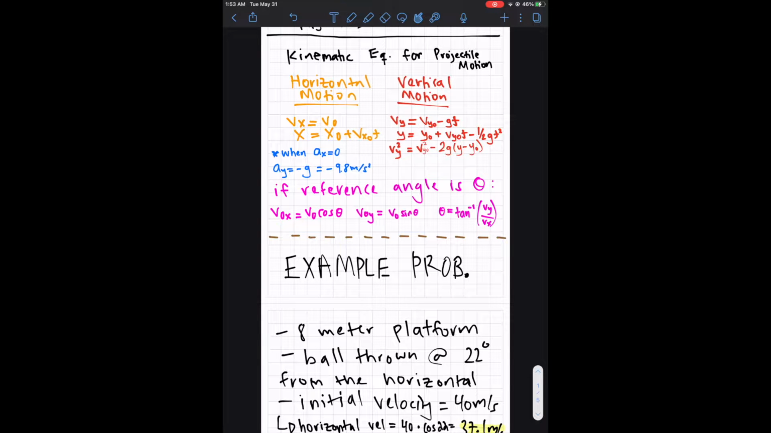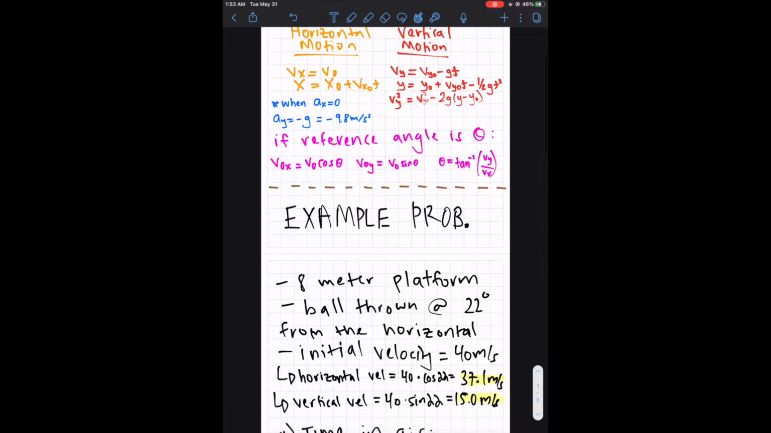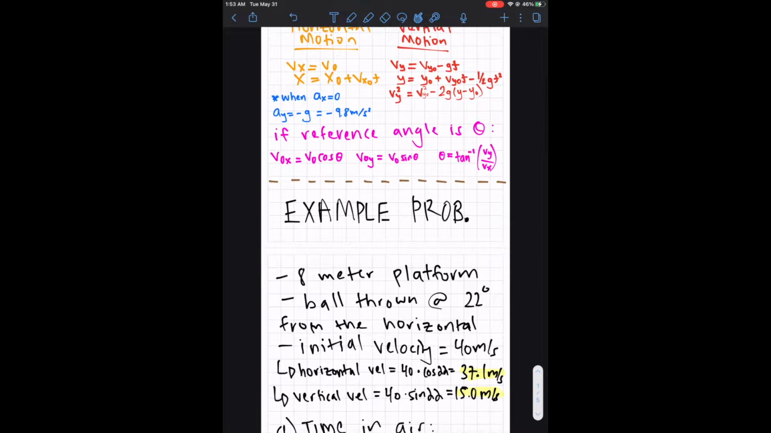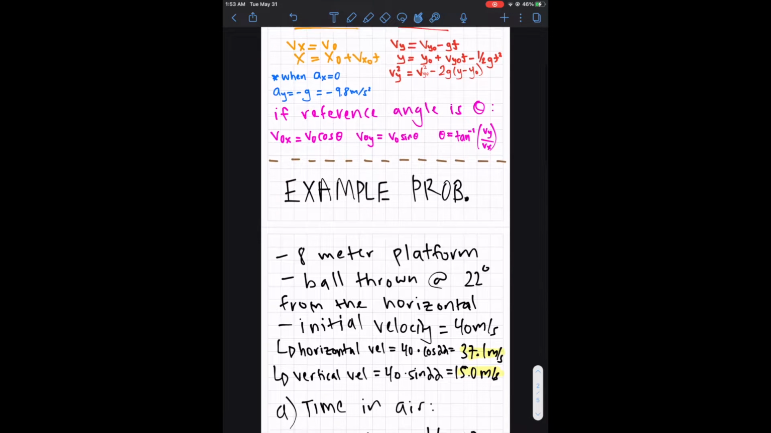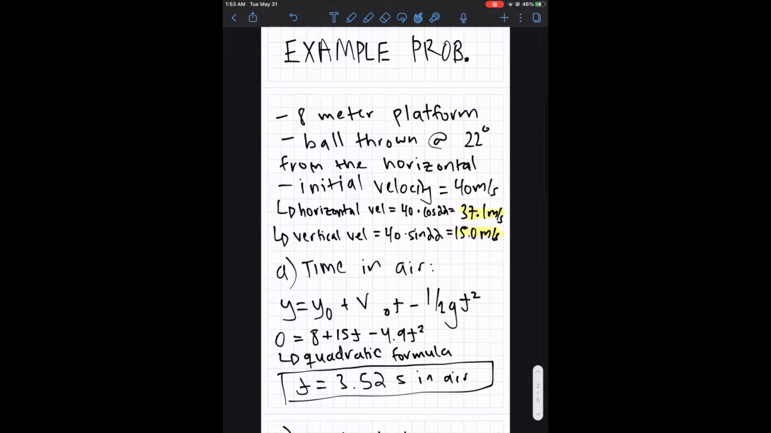These both assume that the acceleration in the vertical direction is equal to 0, and gravity is negative 9.8 meters per second squared. If an object is released from a reference angle of theta, the horizontal component of the velocity is initial velocity times cosine of theta, and the vertical component of velocity is initial velocity times sine of theta.